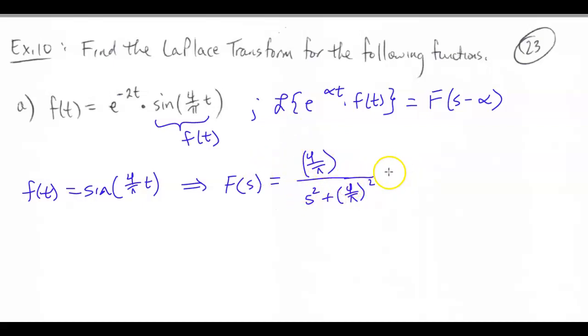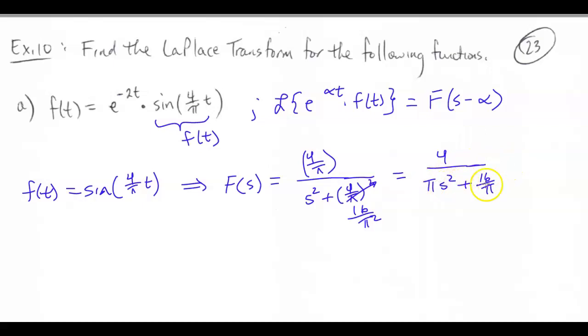And so, of course, this ends up being 4 over pi, times s squared here, and this will end up being 16 over pi squared. So when I multiply that times the pi, this will end up being just 16 over pi.